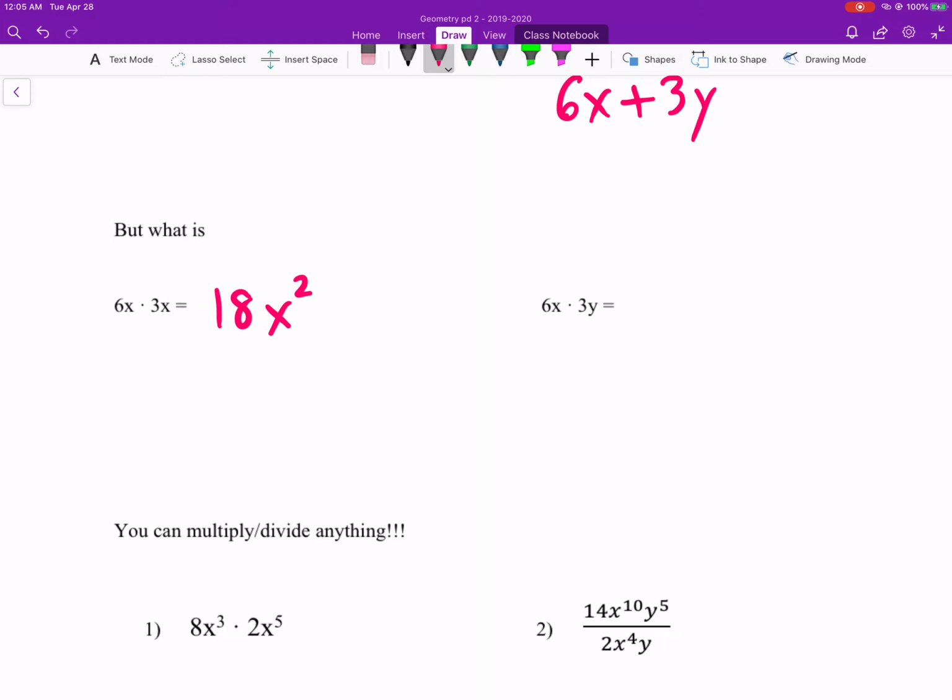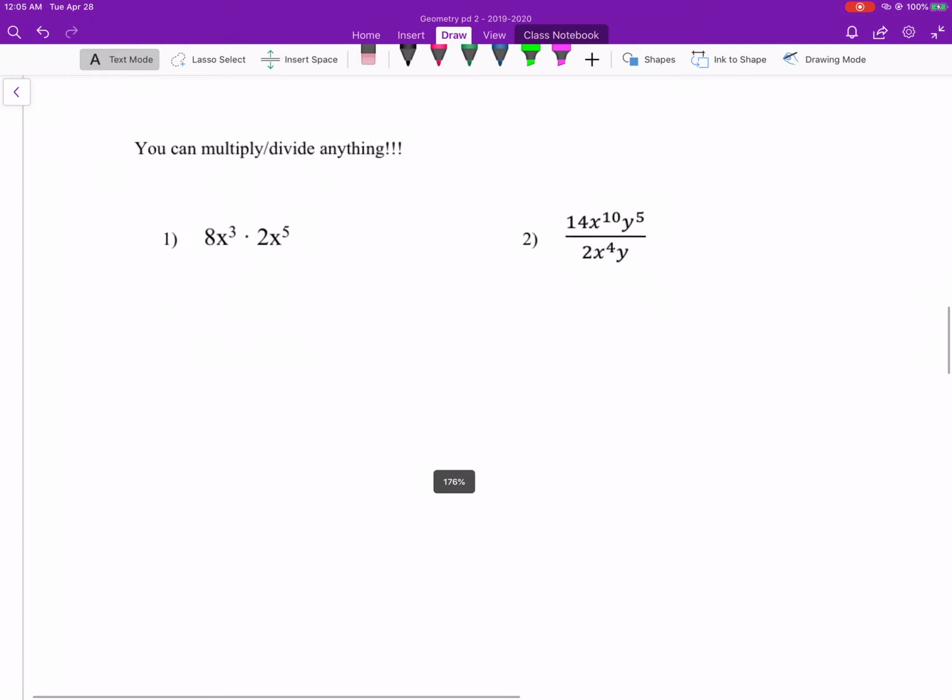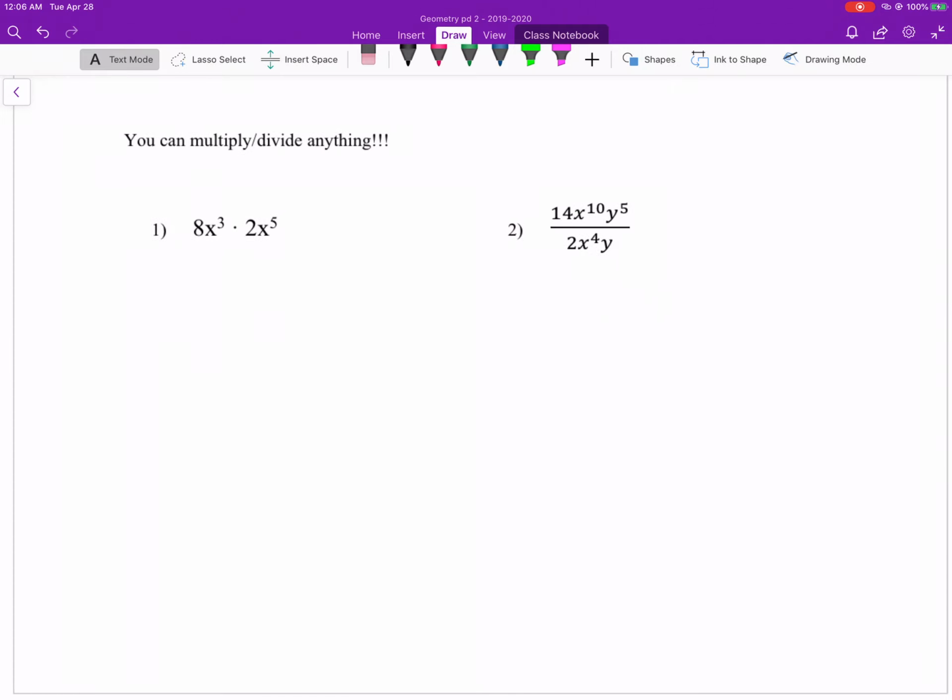So 6x and 3y are not like terms, but you can multiply them. So still multiply the coefficients, which is 18, 6 times 3. And then you're multiplying, just like we did on the left, x times x is x squared. X times y is just xy. So if they're not like terms, all the variables kind of come along for the ride. So it'd be 18xy. So you can multiply and divide anything, like terms, unlike terms. The operation for today is going to be multiply and divide. And really what today's lesson should have been called is multiply and divide.